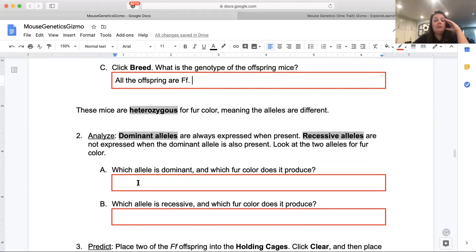So it says, which is the dominant allele? So if you have this one, you will always be this color. Is it that if you have capital F, you'll always be black? Or if you have lowercase f, you'll always be white, no matter how many you have of them? And actually, the dominant allele is the capital F. That's why it's capital, for black. The recessive allele is lowercase f for white. So in order for a mouse to be white, it has to have two lowercase f's. If it has one capital F, it's going to be black.